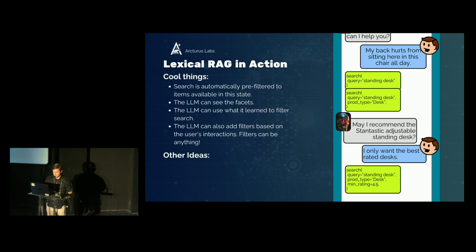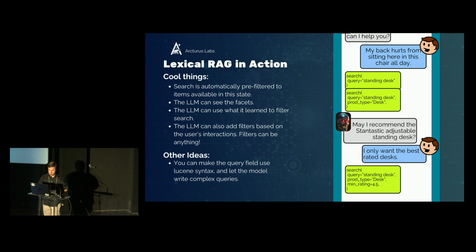All this AI stuff is very cool, but the ability to automatically have the agent understand the inventory and navigate through it itself is, I think, something that is a bit underutilized. And there's plenty of other cool ideas that you could do with it. One example is right now our query parameter, as I've described it to the model, is keyword search. It's what you would typically type in Google.